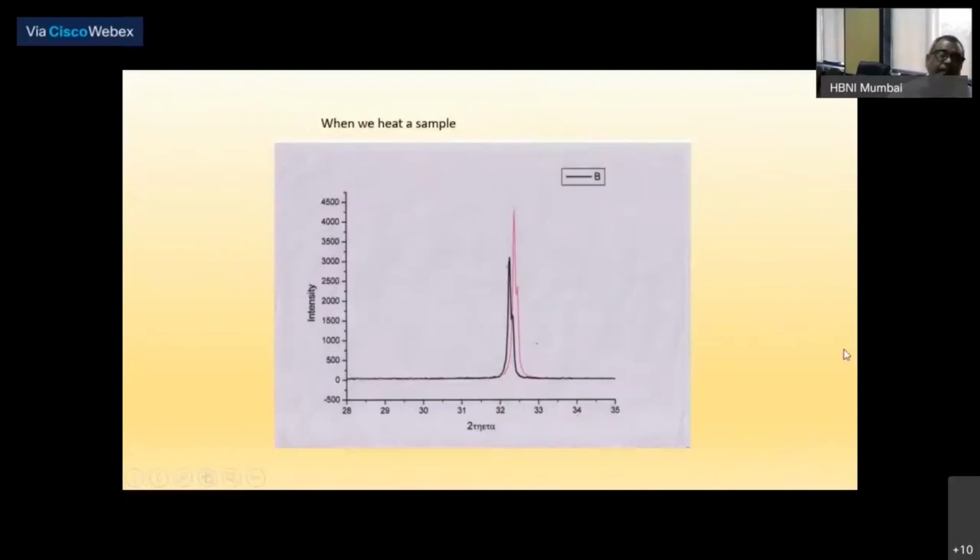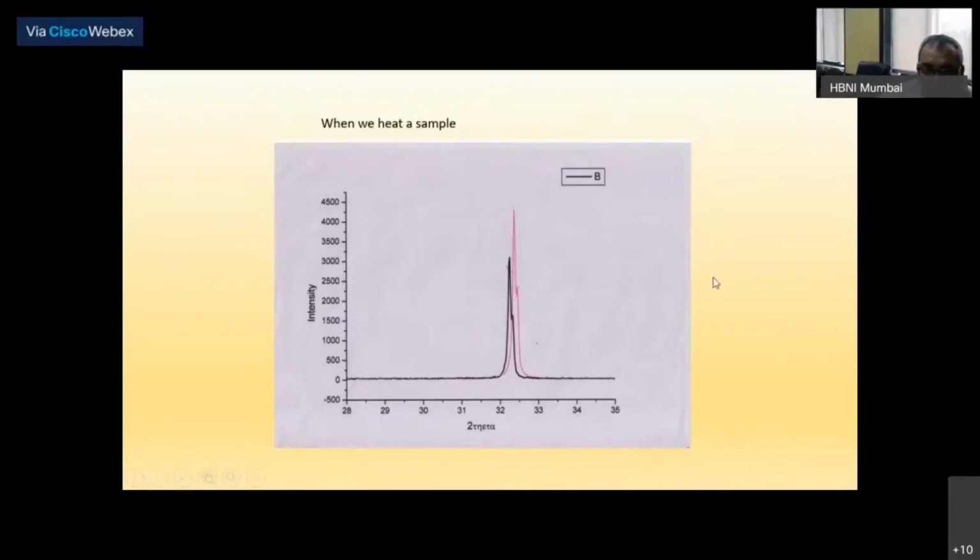I always use this example. I myself did this experiment. Actually, one of my colleagues did this experiment. He is also possibly attending this lecture. It was silicon powder. This experimental data explains many things. Silicon data, we heated it up to 50 centigrade, and we took the data once again. This is the room temperature data. This is the high temperature data.